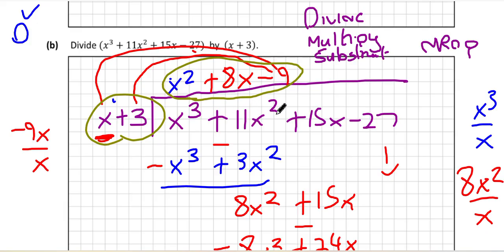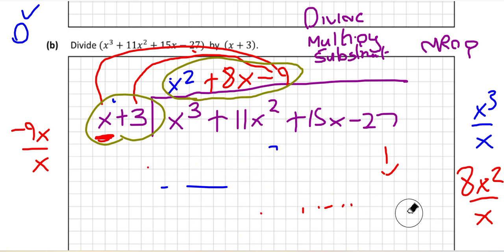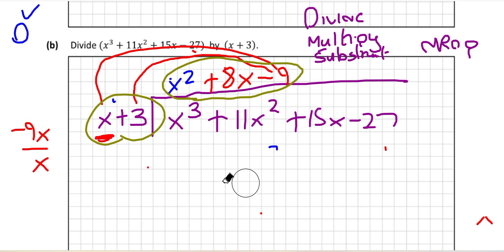X cubed plus 11x squared plus 15x minus 7. Now, often in a test, what they'll do to you is something like this. They love this type of question, right? Here's what they try and do a lot. Okay, so what they try and do a lot is this.